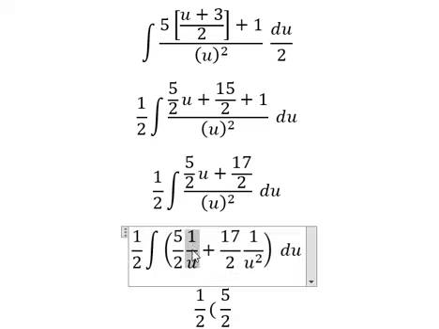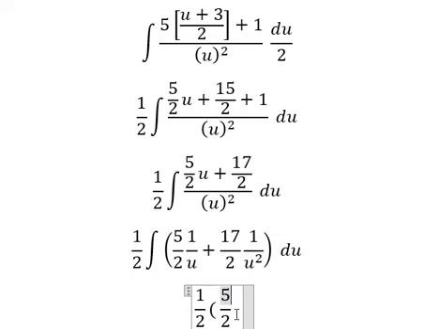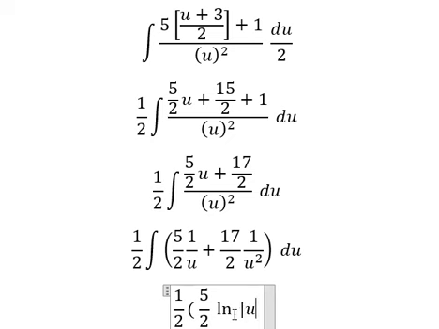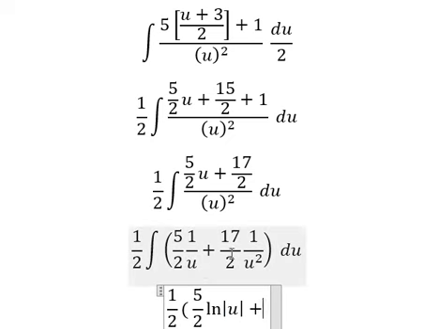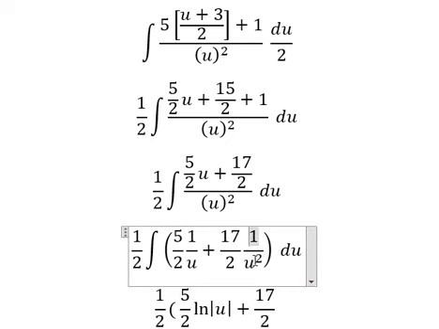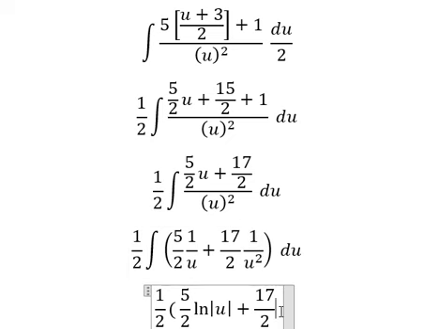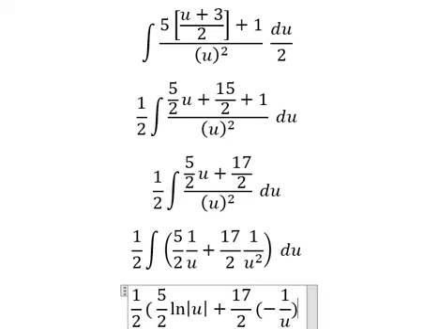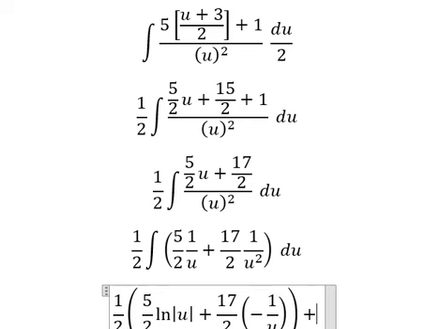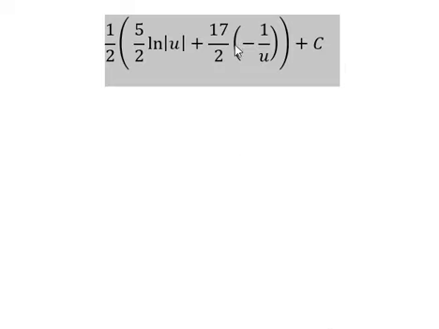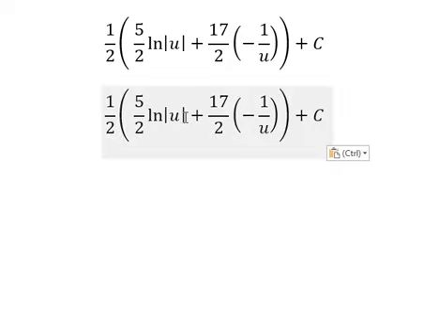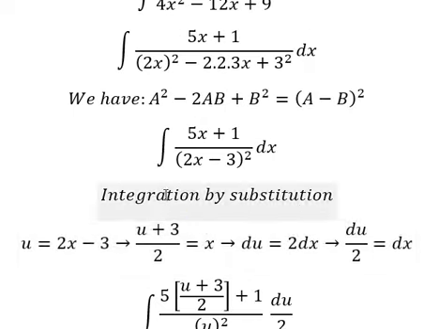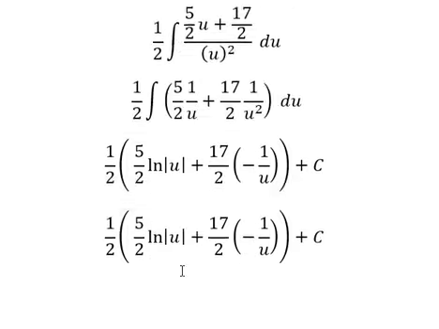The integration of 1 over u is Ln of the absolute value of u. The integration of 1 over u square, we have negative number 1 over u, and I will put c. About u, that is this one.